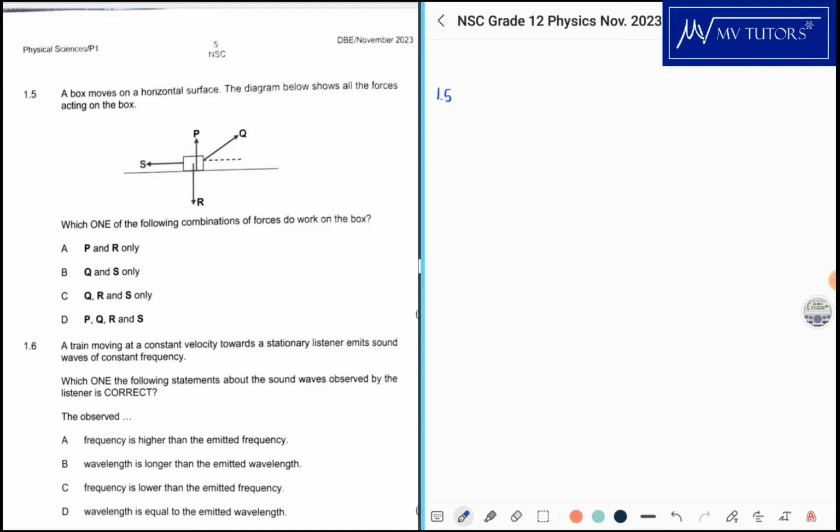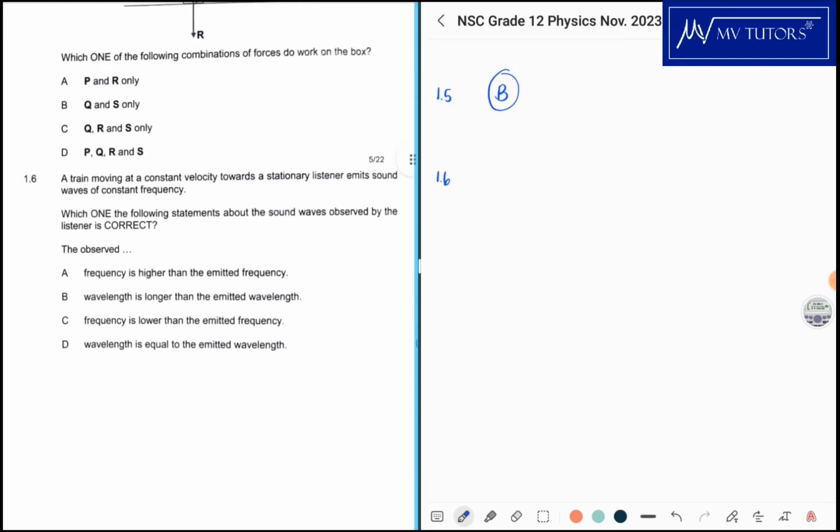If I'm taking out P and R from my mind, A will not work, C will not work, and D will not work. So B has to be the correct answer, which is Q and S only. Yes, because there's work done due to friction. That's the non-conservative force, friction, and then Q as well. Anything vertical does not work in this scenario, so I would choose B.